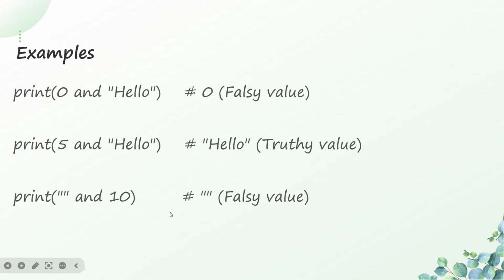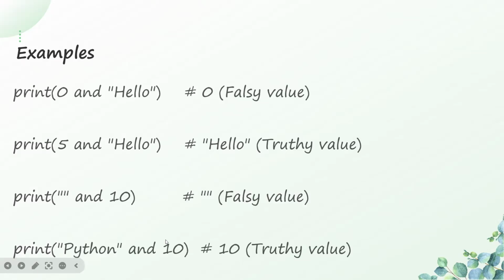Empty string is falsy. Since the empty string is falsy, Python doesn't go on to the next operand. It will just return the empty string. Now, this Python as a string is not false, it is true, because it's not an empty string. So since it's true, Python will return the second operand.